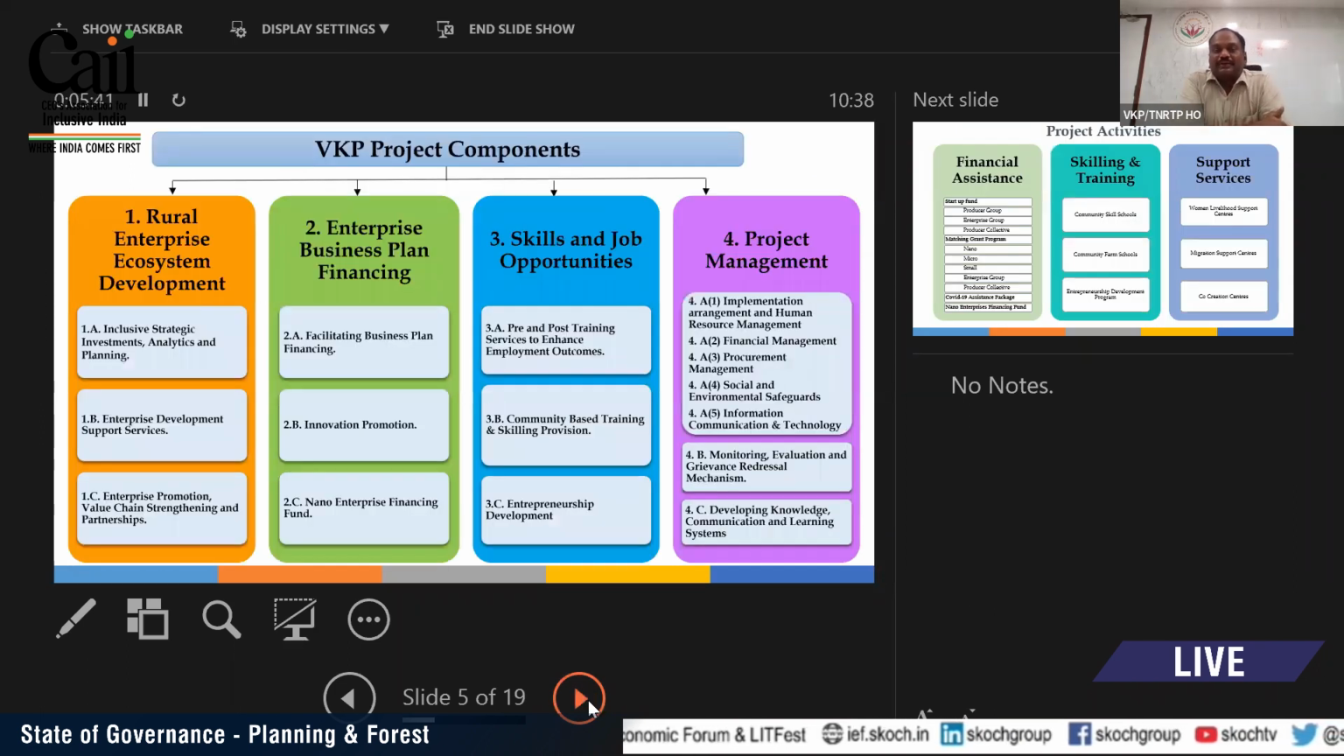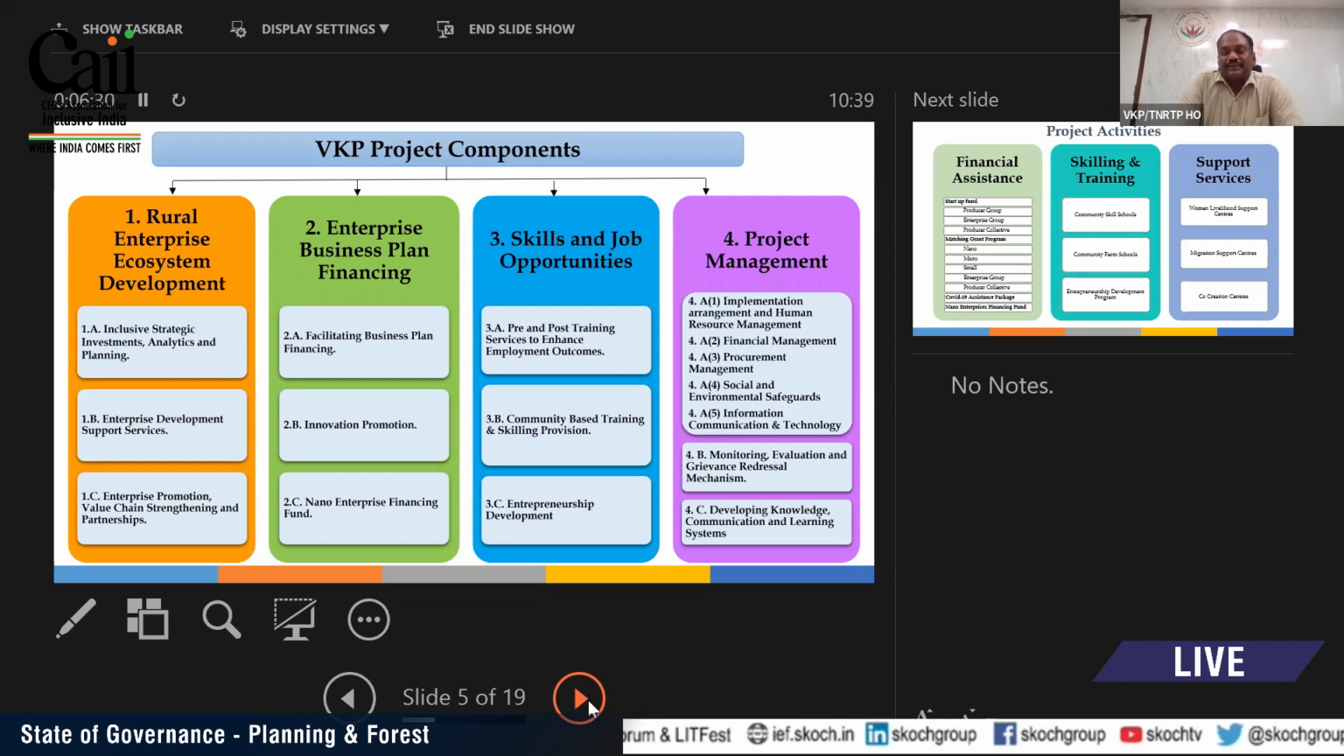So main components of the project are displayed, sir. Component 1 deals with the rural enterprise ecosystem development. Under this component, there are various analytic studies, district diagnostic study, and entrepreneur development support services like one-stop facility centers, women livelihood support centers, and enterprise promotion like group activities and value chain strengthening. These activities are covered in component 1. And component 2 deals with the enterprise business plan financing. This is what we mainly focus on. The facilitating of business plan financing is total end-to-end digital, from selecting the beneficiaries to the fund transfer to the bank account.